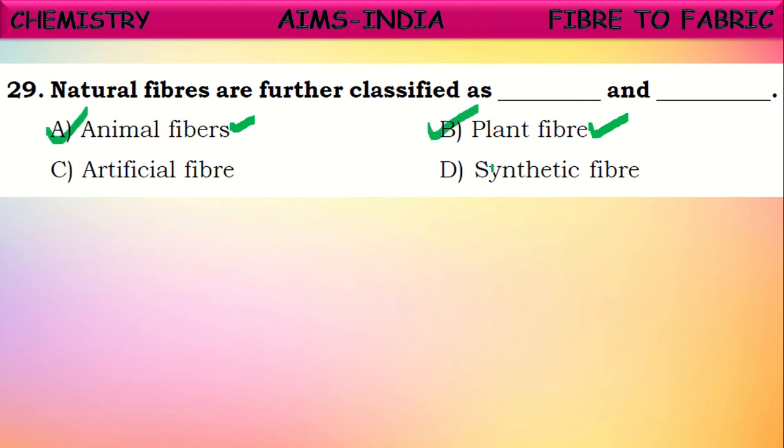These artificial and synthetic fibers are different from the natural sources. Okay, here natural fibers are animal fibers and plant fibers.